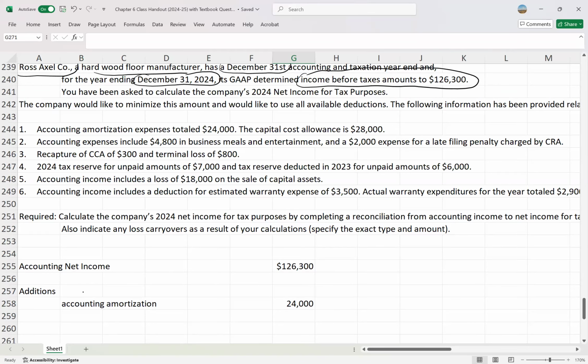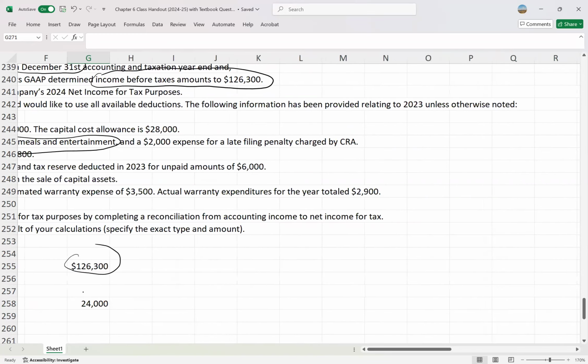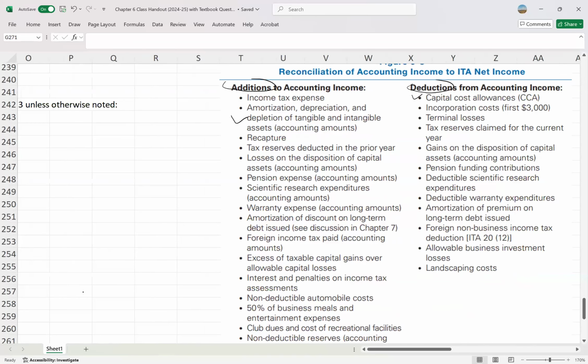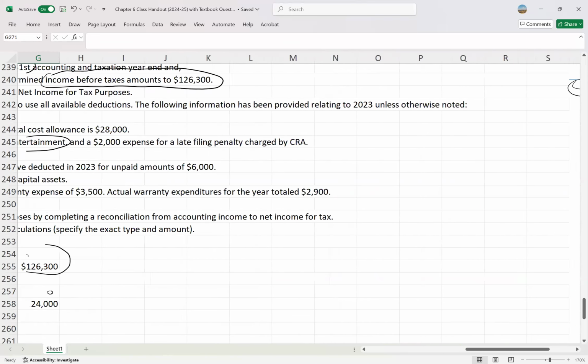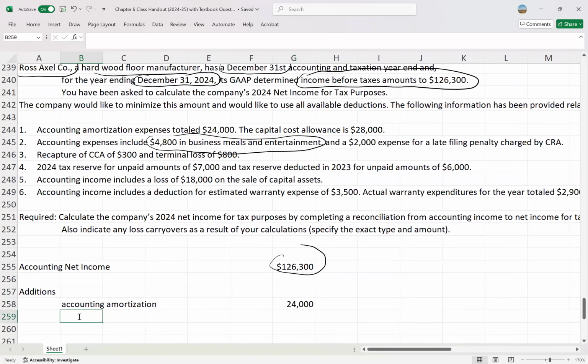The accounting expenses included $4,800 in business meals and entertainment. And we know that only 50% are deductible. So they deducted 100% to get to $126,300. According to figure 6-3, we have to add back 50% of the meals and entertainment. So the full 100% was deducted. All we need to do then is add back 50% of the meals and entertainment.